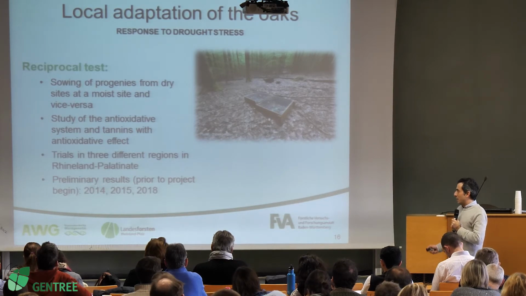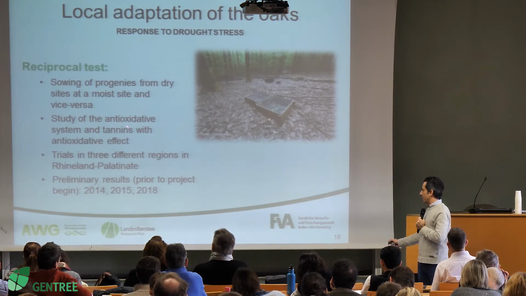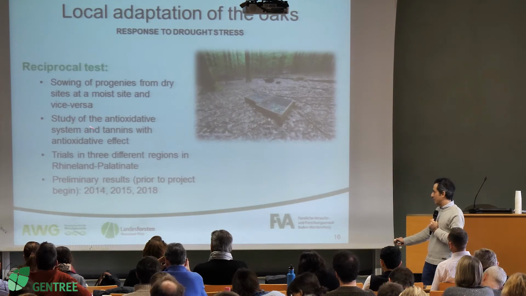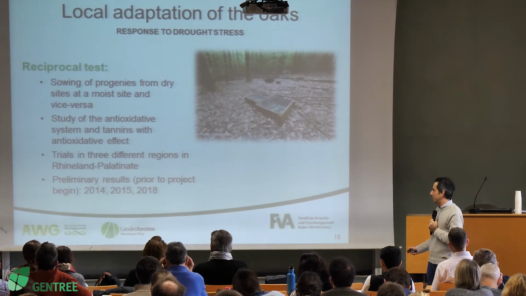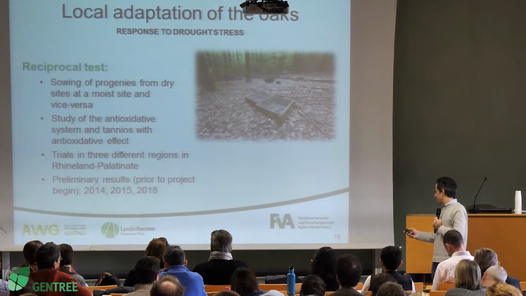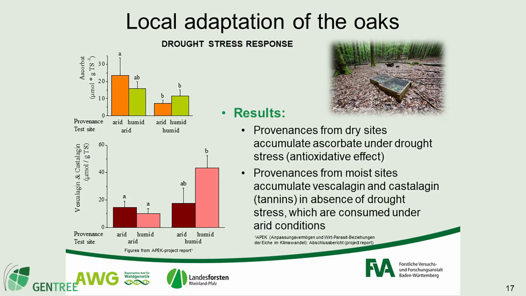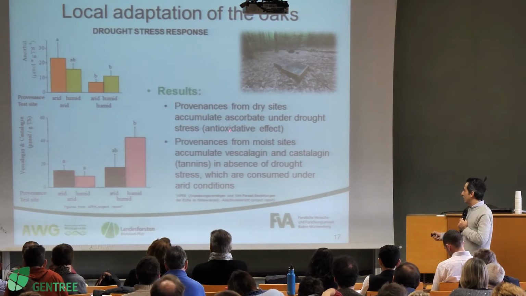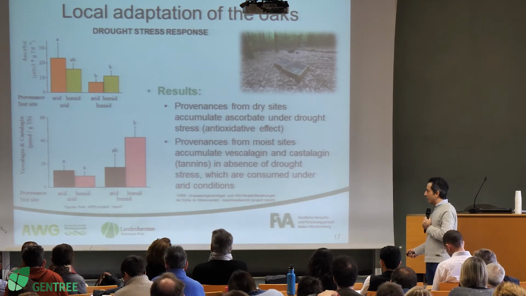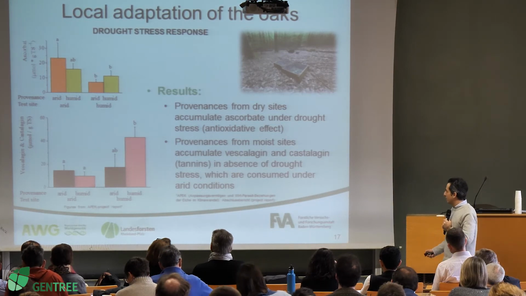The colleagues in Rhineland-Palatinate also study the antioxidative system and tannins with antioxidative effect. To study this, they use population pairs from contrastive sites, and they have also some preliminary results where they found that provenances from dry sites accumulate ascorbate under drought stress, which has an antioxidative effect and can help the oaks cope with drought stress, whereas provenances from moist sites have a different strategy to cope with drought stress.